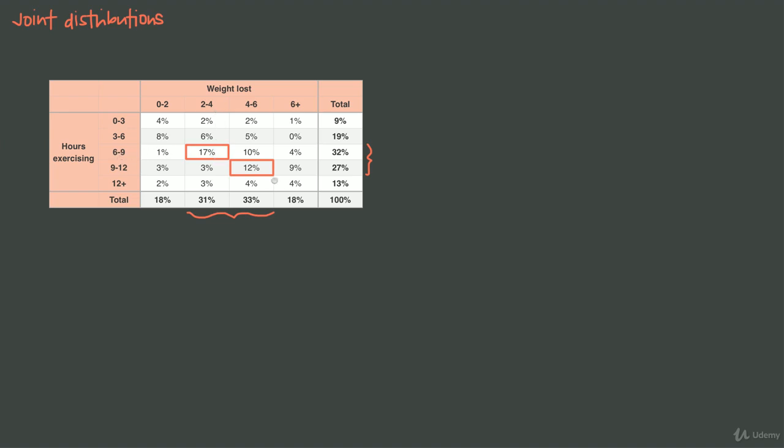We can see how helpful it is to be able to compare the amount of exercise against weight loss. And again, that's why it's called a joint distribution, because we are joining together two distributions.